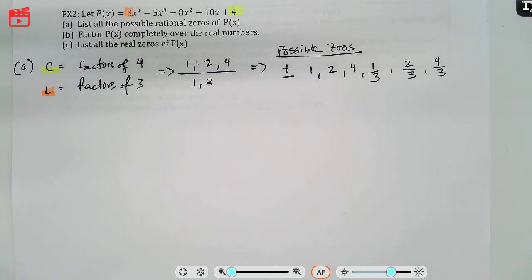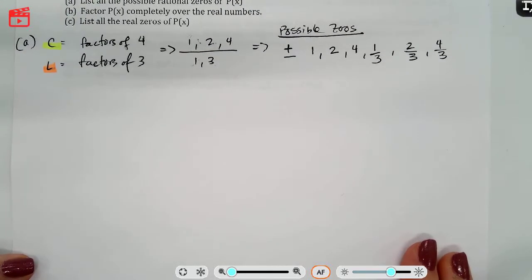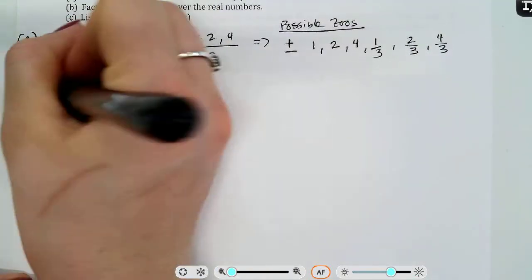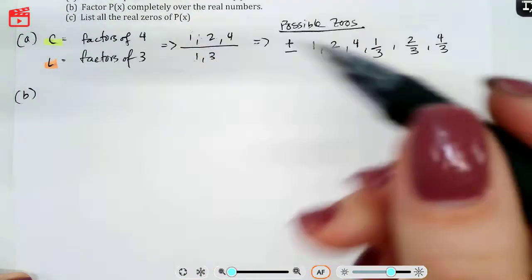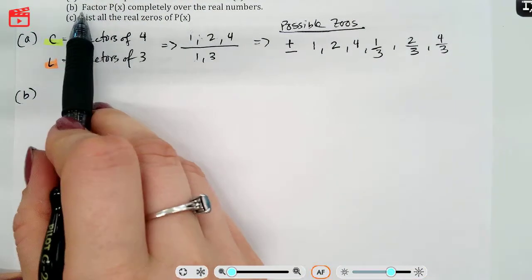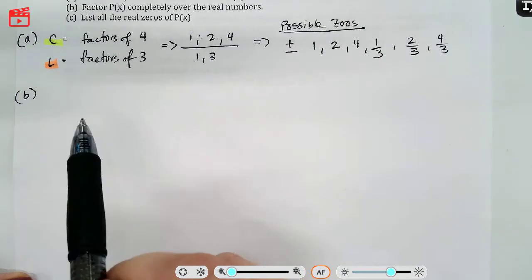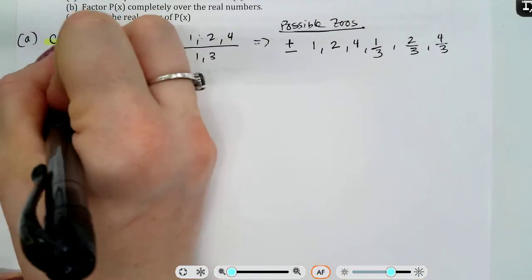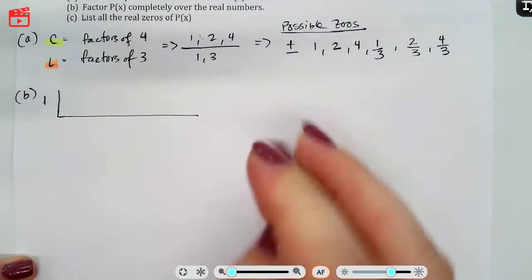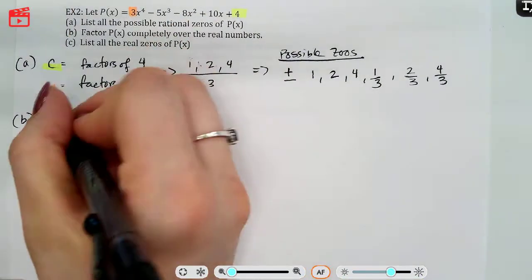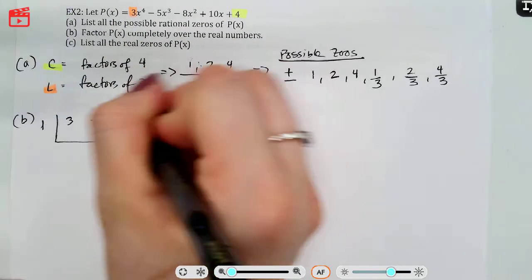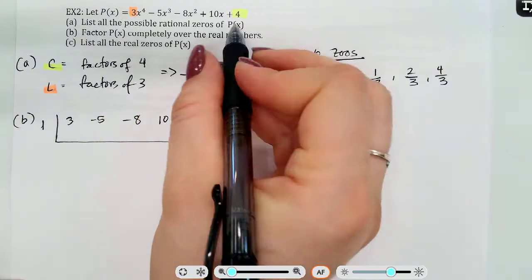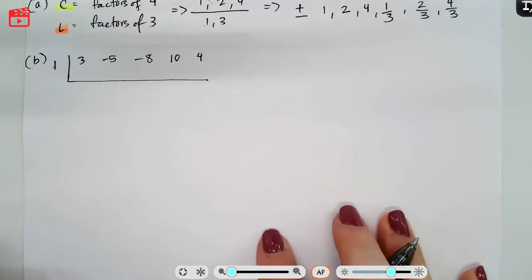All right, but let's go ahead. I always start with 1, so why not? Let's check out 1 to see if this is a possible 0. Oh, sorry, excuse me, I just skipped this. Part B, factor completely. Okay, so our goal is to factor, so I'm going to find a 0. All right, so plugging in 1. Let's see, my polynomial is 3, negative 5, negative 8, 10, and 4. Let's see if this is a 0.